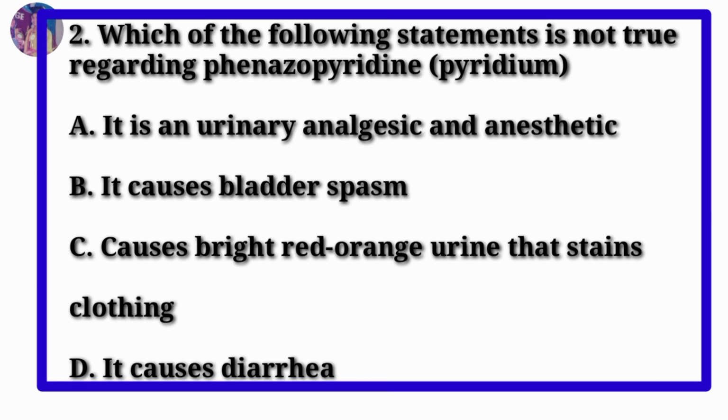Question number 2. Which of the following statements is not true regarding phenazopyridine? Option A, it is a urinary analgesic and anesthetic. Option B, it causes bladder spasm. Option C, causes bright red orange urine that stains clothing. Option D, it causes diarrhea.